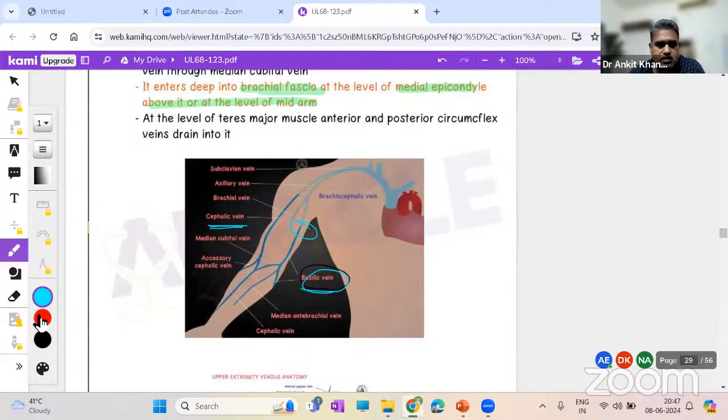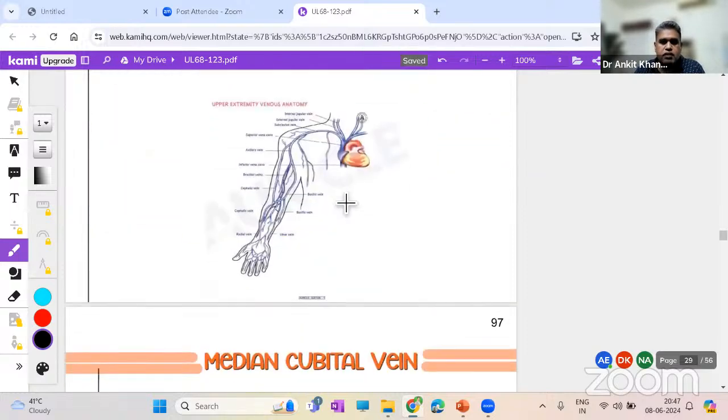Okay, look at the cephalic vein. Let me draw a couple of black arrows for the cephalic vein. And focus also on the axillary vein. This will be the axillary vein. I'm making some arrows over here. This is the area where the cephalic will drain into the axillary. Cephalic vein will drain into the axillary vein over here.